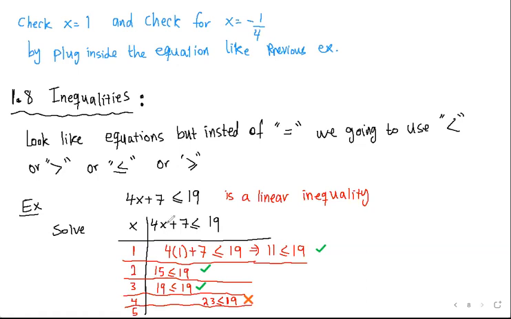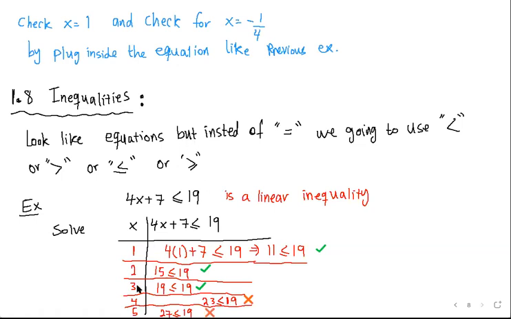When I plug in the 5, it gives me 20 plus 7, which is 27. Is 27 less than or equal to 19? No, it's not. So this is not a solution.